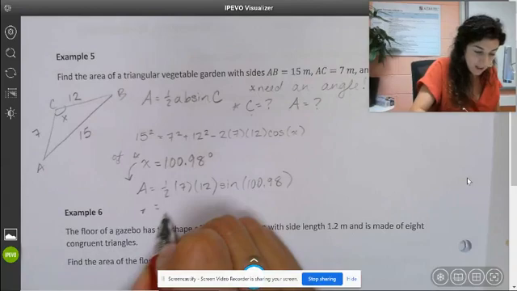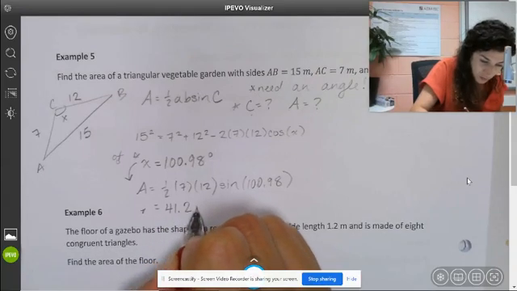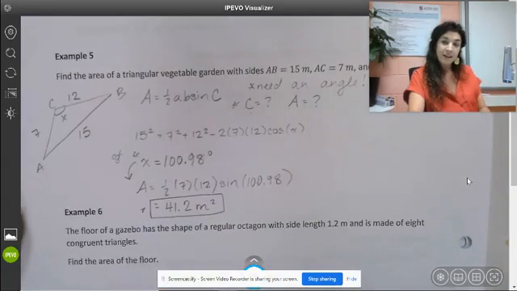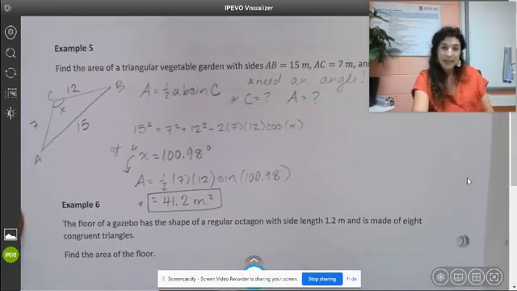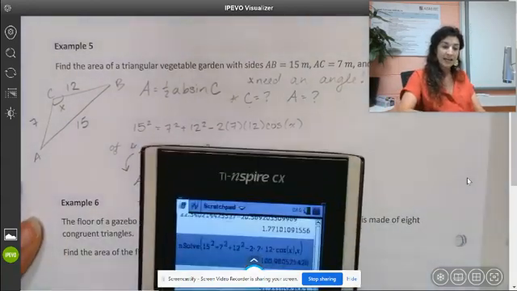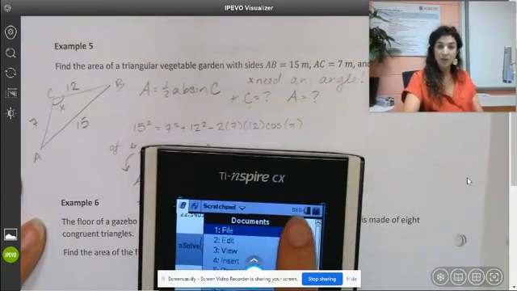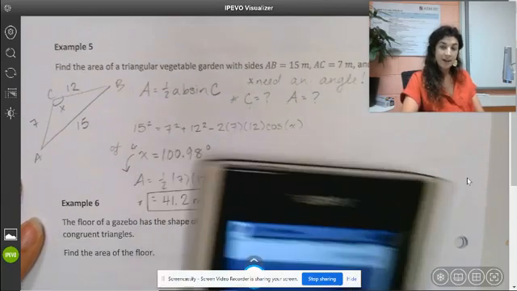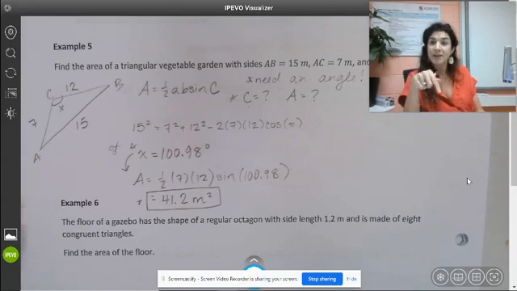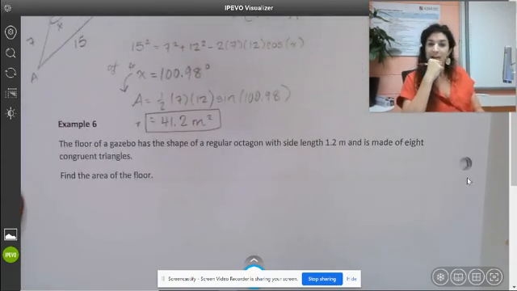Your final answer should have been 41.2 meters squared. If you are consistently getting the wrong answers, I want you to double check the mode of your calculator. So up in the upper right hand, here on the TI Nspire will tell you whether you're in degree or radian. If it says rad, it is not rad, it's bad, so we need to go to degree.